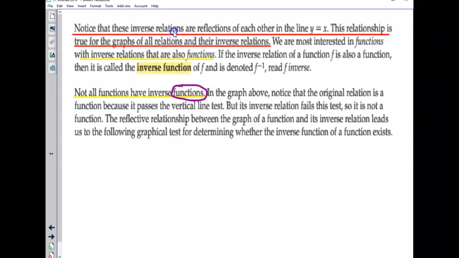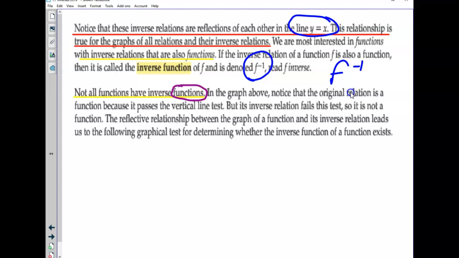Notice that these inverse relations are reflections of each other over the line y equals x again. This is true for all graphs of relations and their inverse, even if it's a function. We are most interested in functions whose inverses are also functions. When that is true, we're going to write the inverse with this notation.